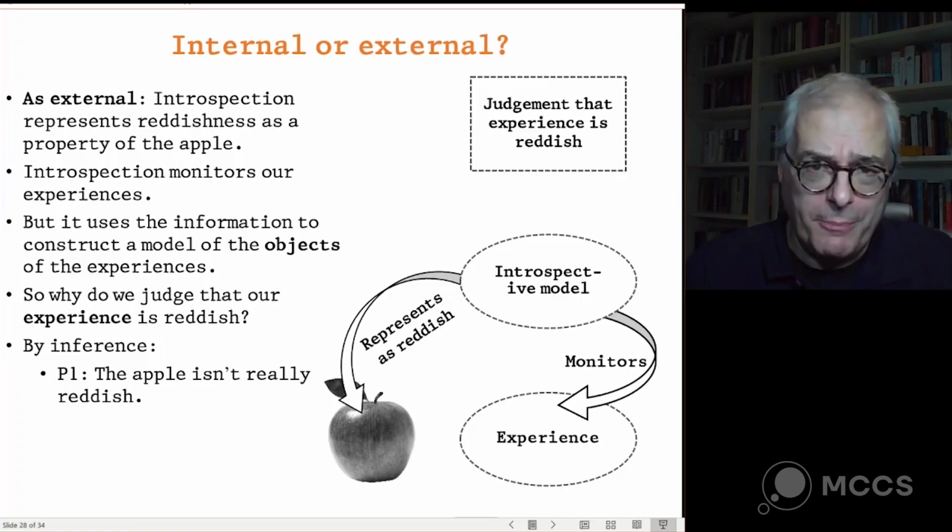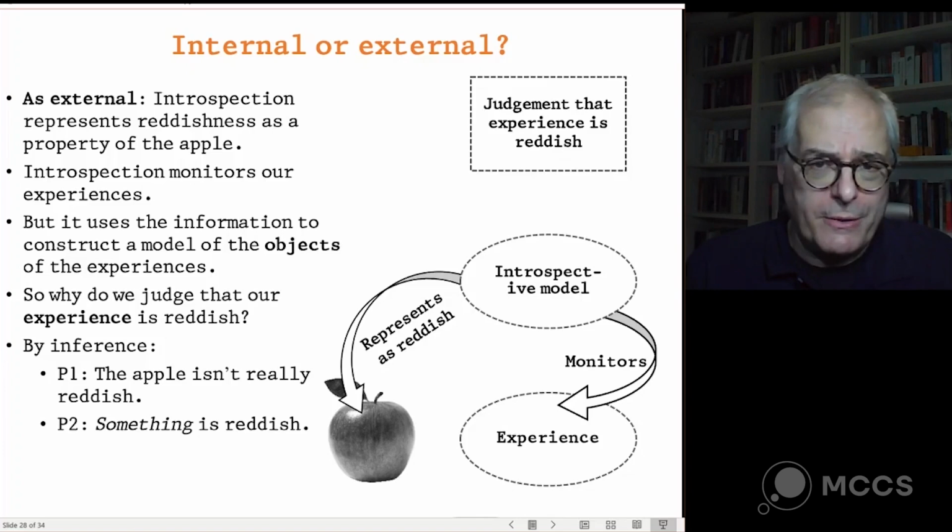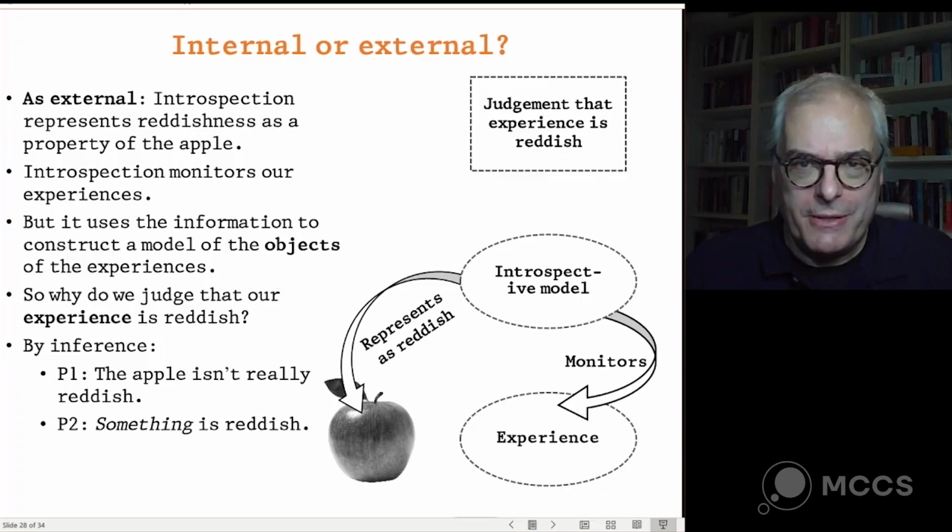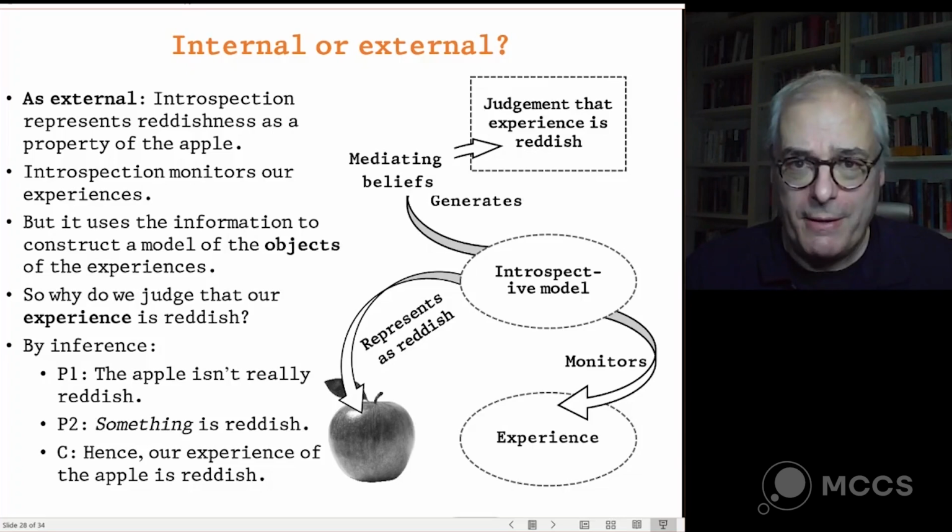But then we think, well, but something's reddish. I'm definitely aware of this reddishness. That's real. It's there. Nothing could be more sure, right? So if the apple isn't really reddish, but something is reddish, then the reddishness must be a property of our experience of the apple. If the reddishness isn't out there, it must be in here.